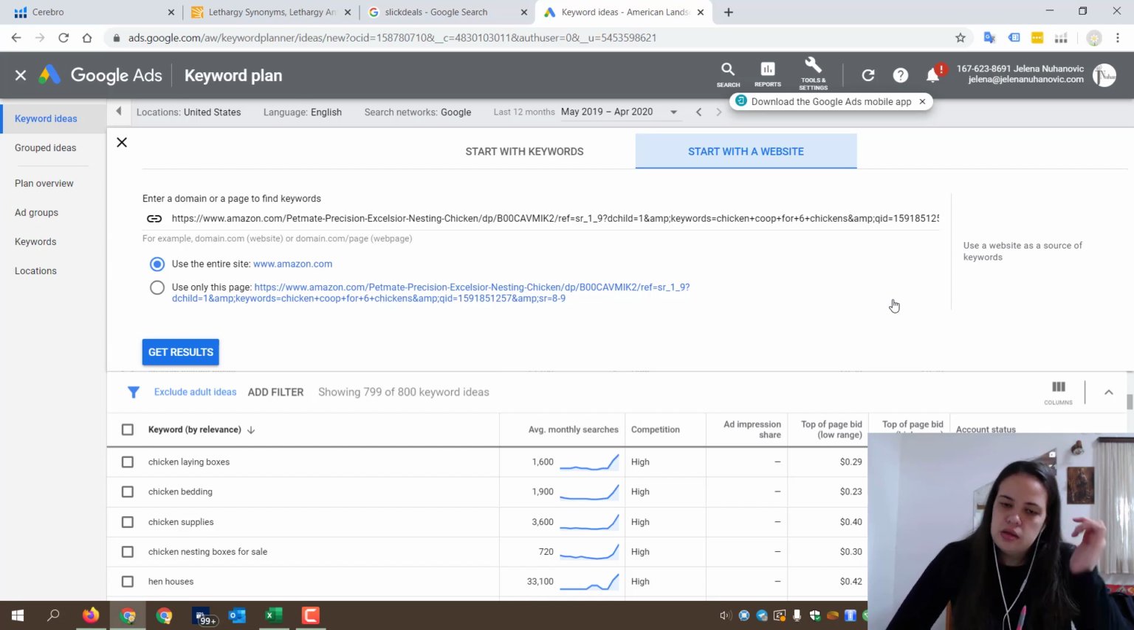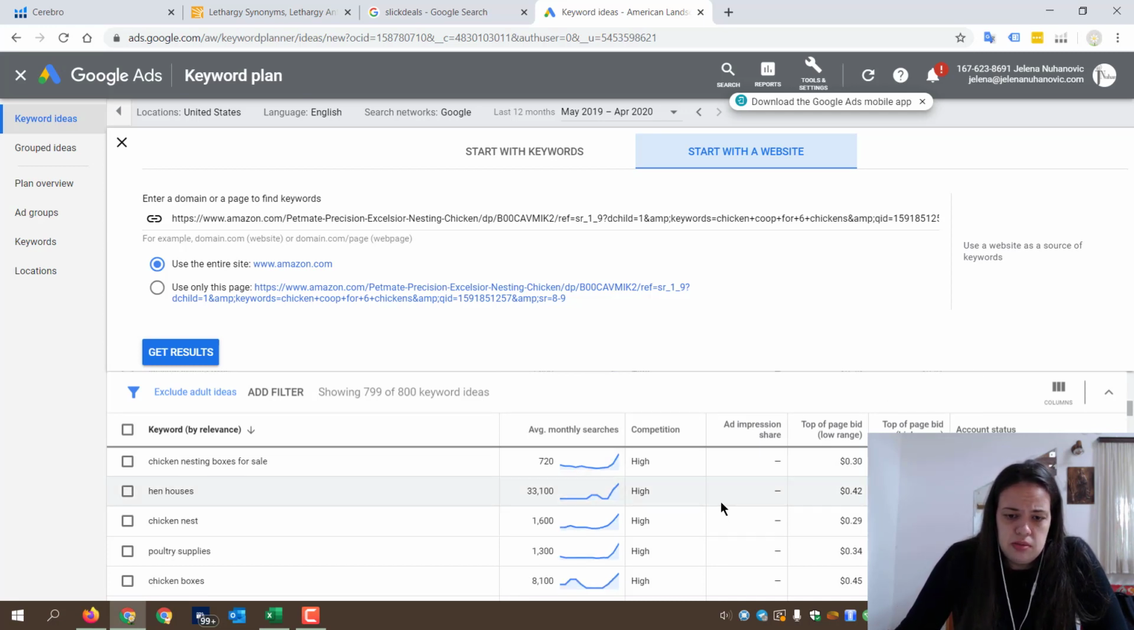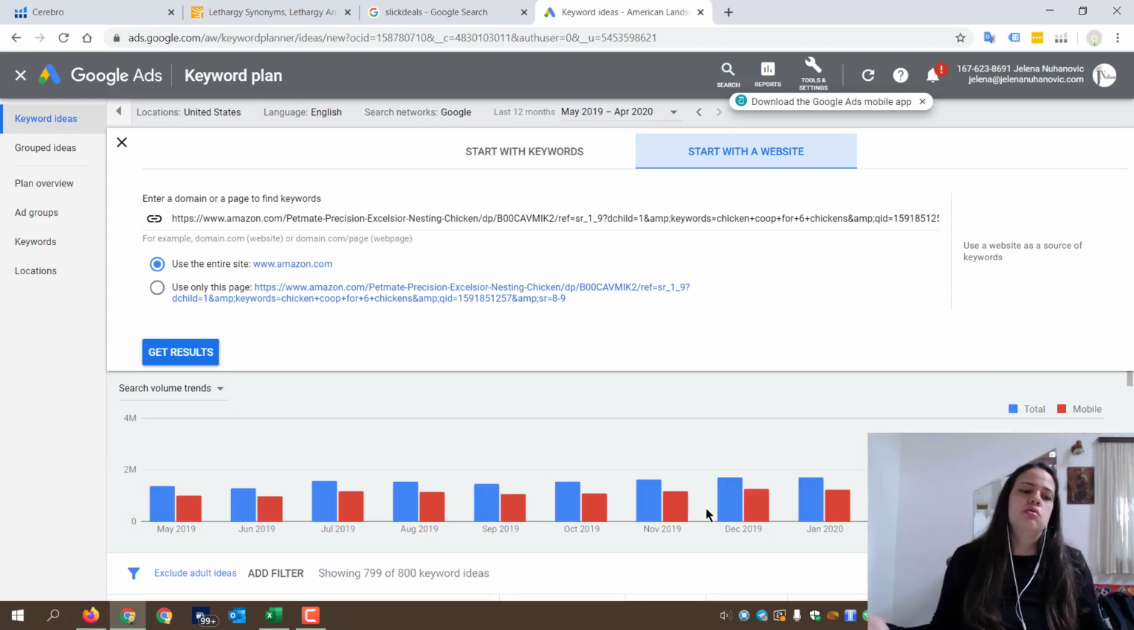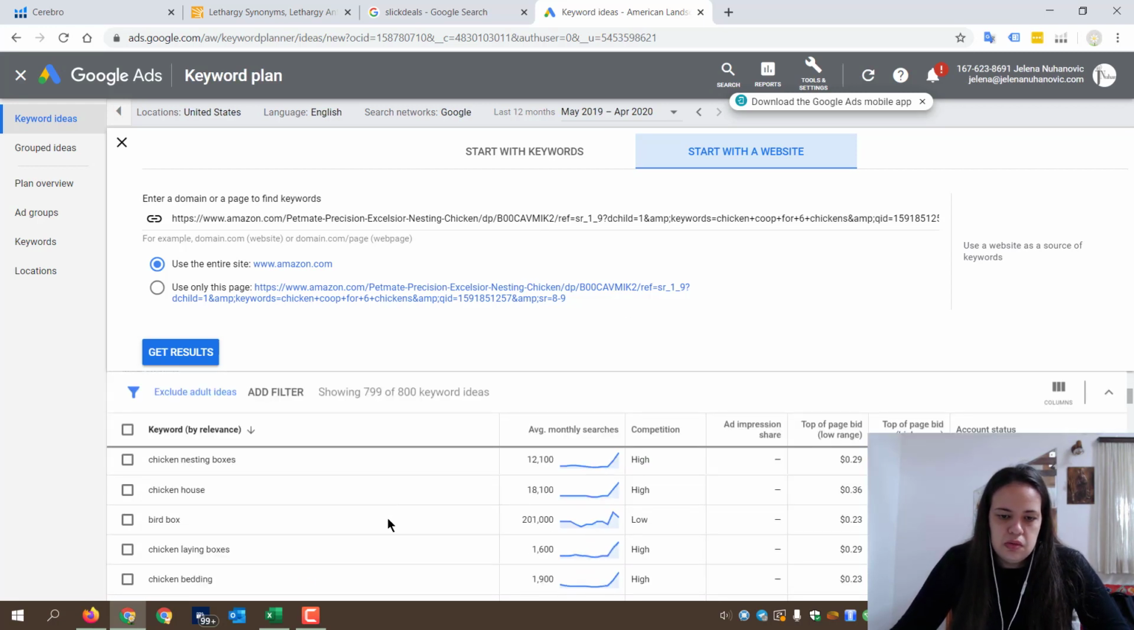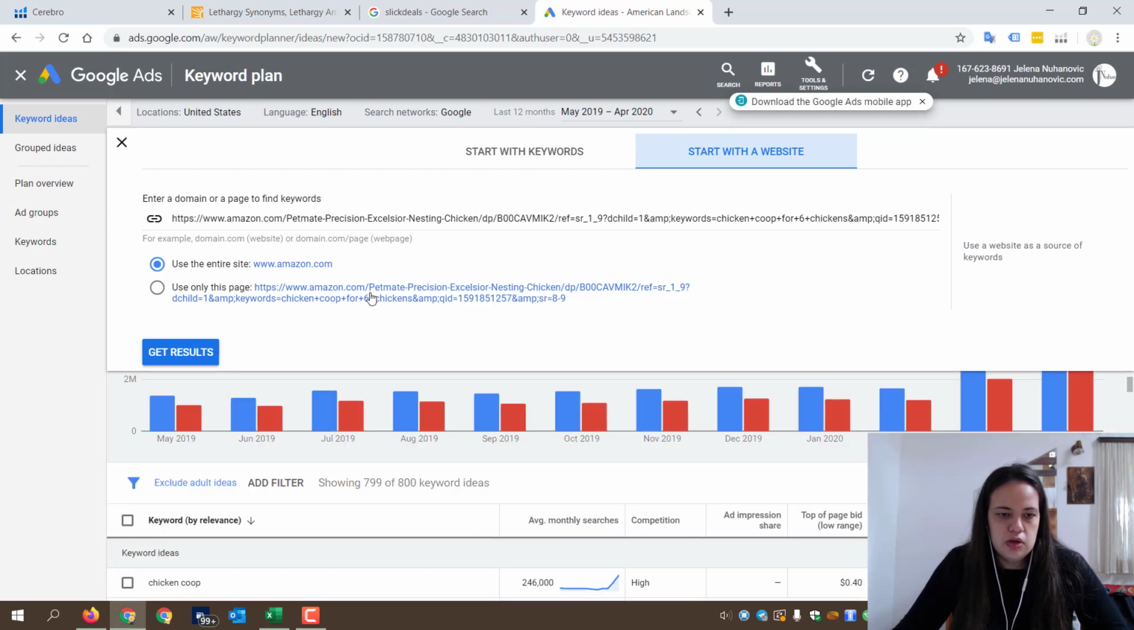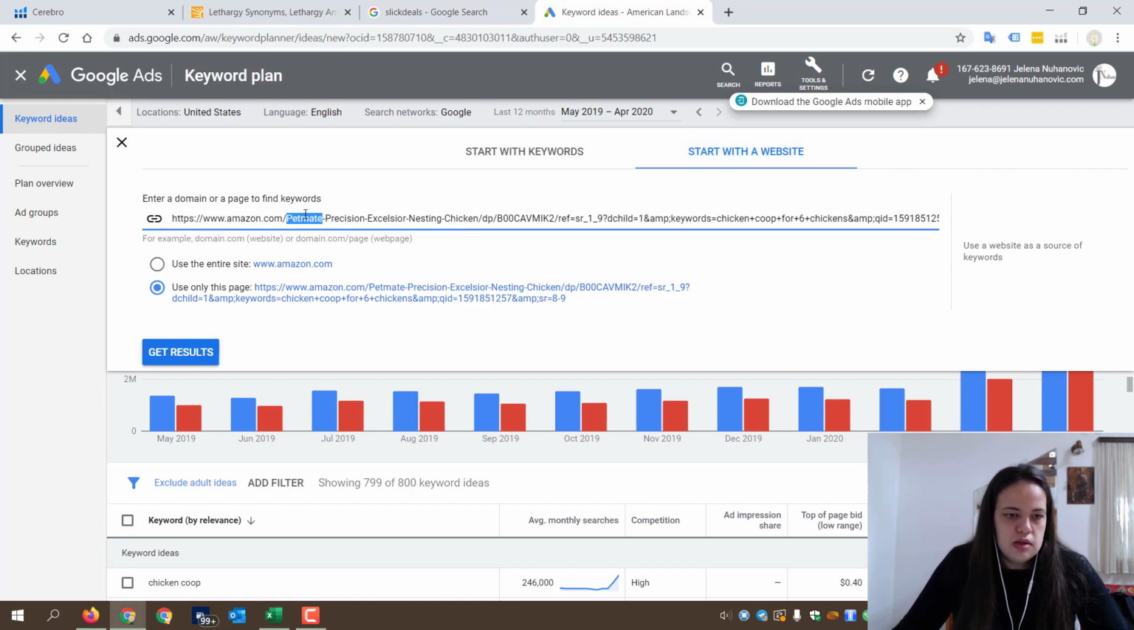We combine this method with using the Synonyms method and using Thesaurus. Basically, this is even better than Thesaurus in my opinion, because it gives you the whole keyword universe. Like for example, based on one domain or one page that we gave, Google crawled this page and gave us all the possible keyword ideas that could be related to this kind of product. So just to show you what I used this for.